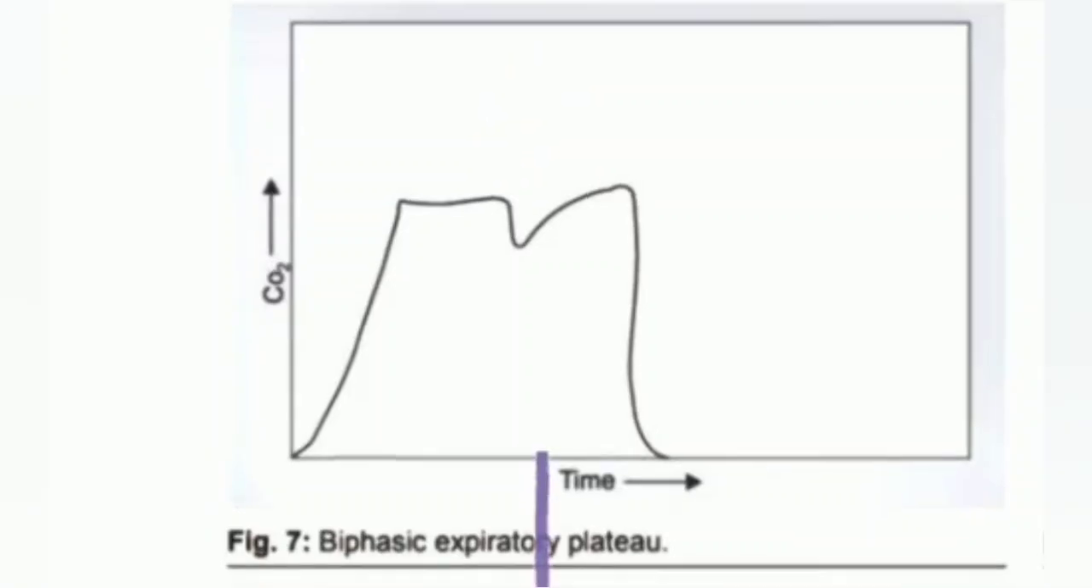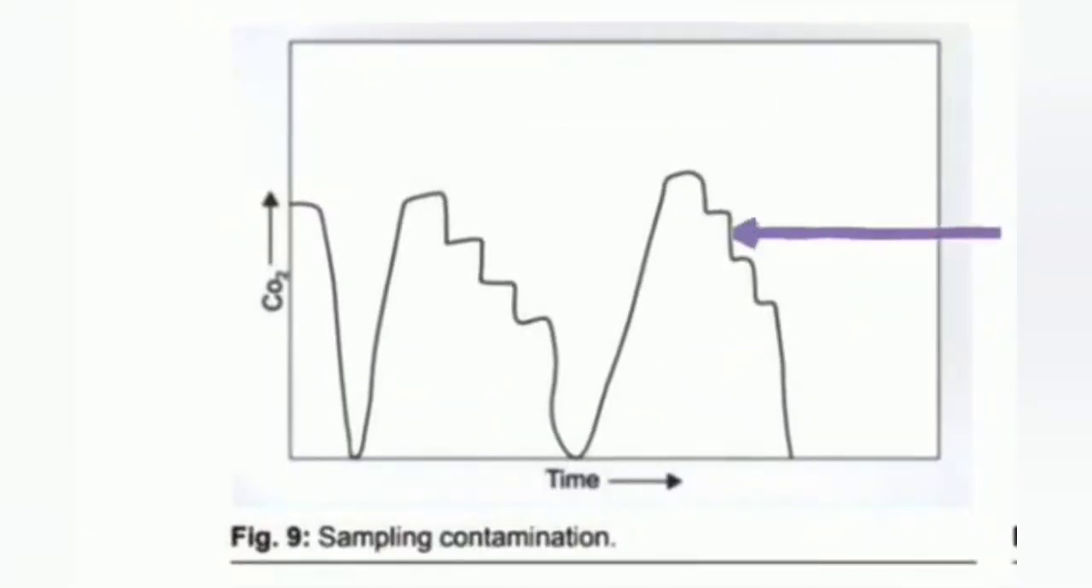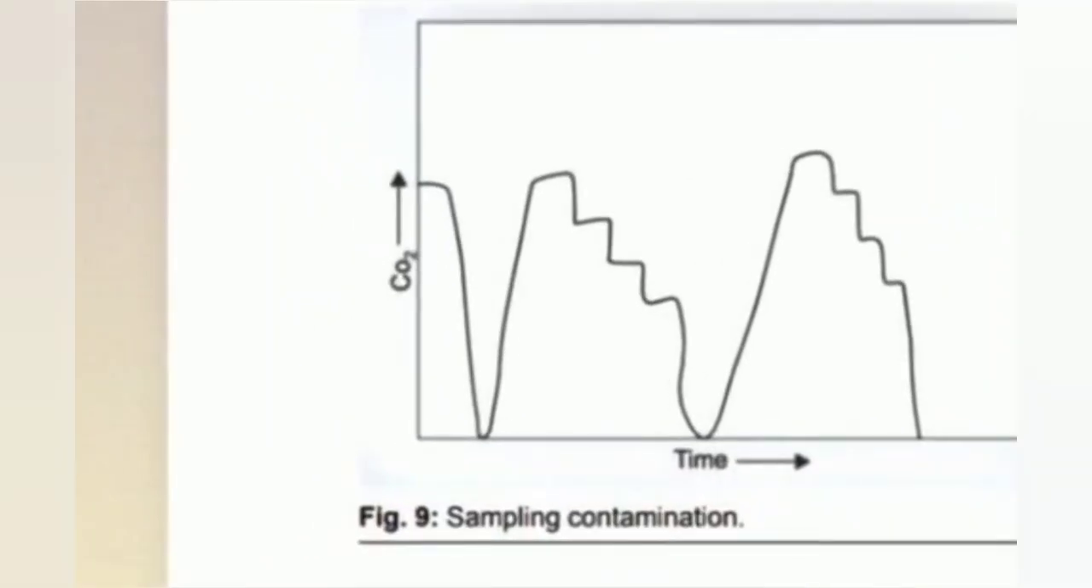This tracing shows a rounded, prolonged waveform, removing the clear phase transitions. This signals a severe airway obstruction. This chart highlights sampling contamination. The erratic stepped plateaus occur when the sample is contaminated with fresh gas or ambient air, often due to a leak or a sampling site placed too close to a fresh gas flow inlet.